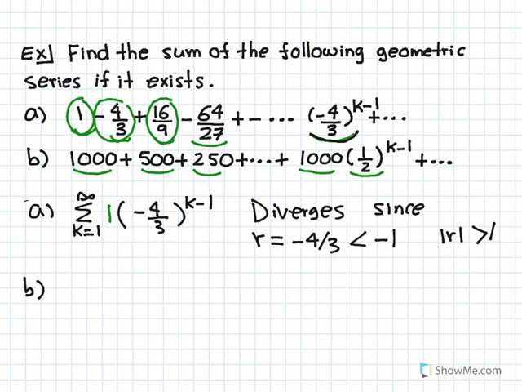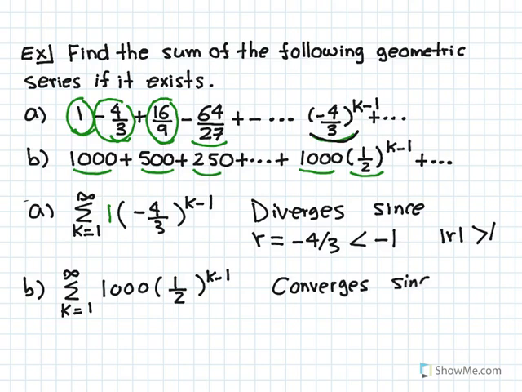So we have summation, k goes from 1 to infinity. The first term is 1,000. The common ratio is 1/2 times 1/2 to the power of k minus 1. This infinite geometric series converges. It has a convergent sum. The reason it converges is because the common ratio, r, is equal to 1/2, is less than 1, or absolute value of r is less than 1. So the absolute value of the common ratio is less than 1. This infinite geometric series converges. It has a sum. We need to find that sum.